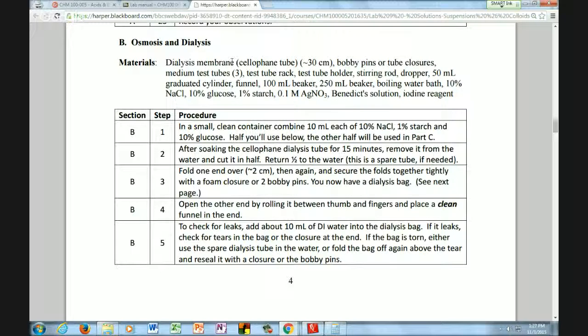So soak 2 15 centimeter tubes or 1 30 centimeter tube in water. But if you soak it all together as a 30 centimeter tube, make sure you cut it in half before you actually use it, because you're only using half of it, a 15 centimeter section. Okay.